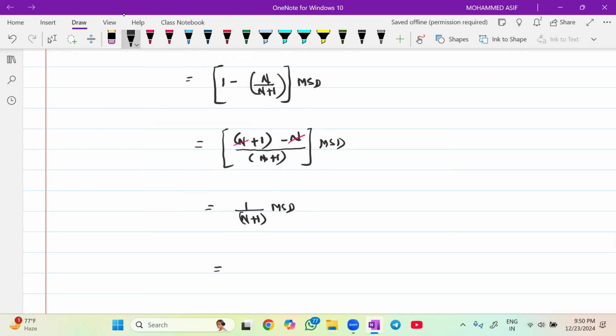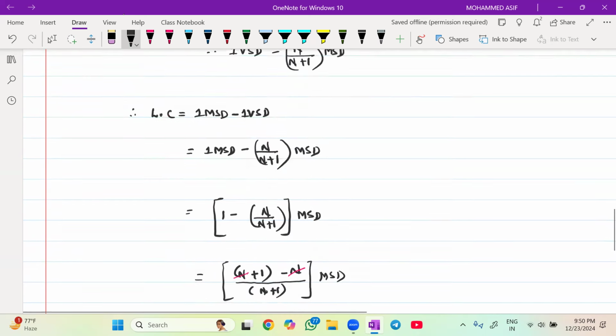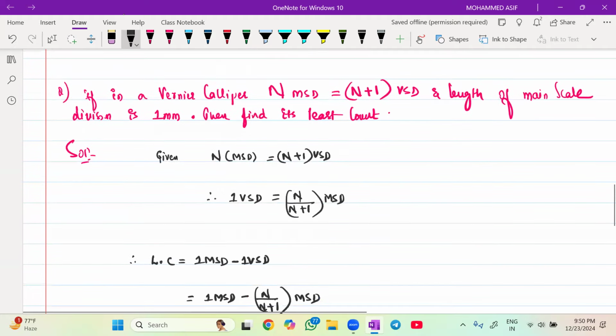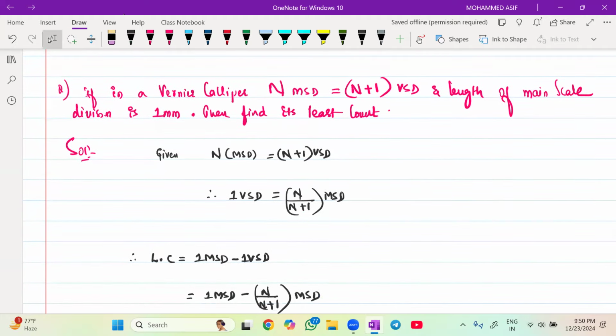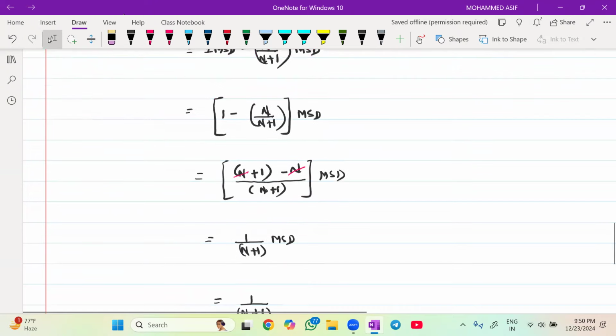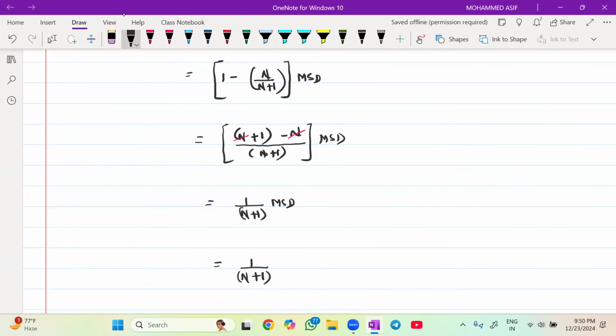Isn't it? So that value will be 1 divided by N plus 1 times 1 main scale division. What is 1 main scale division given as in the problem? The length of the main scale division is 1 mm. So the answer is 1 by N plus 1 in mm. MSD is equal to 1, so the answer will be in mm.